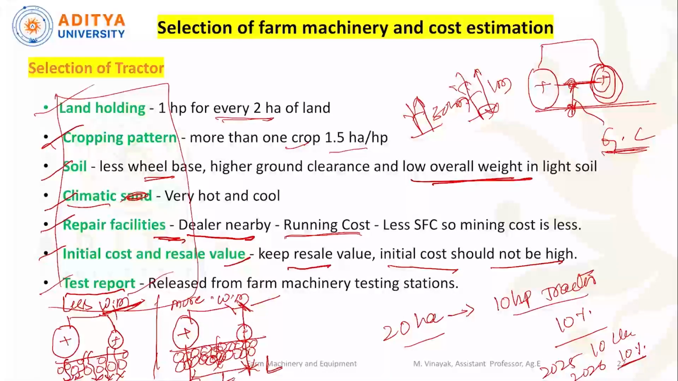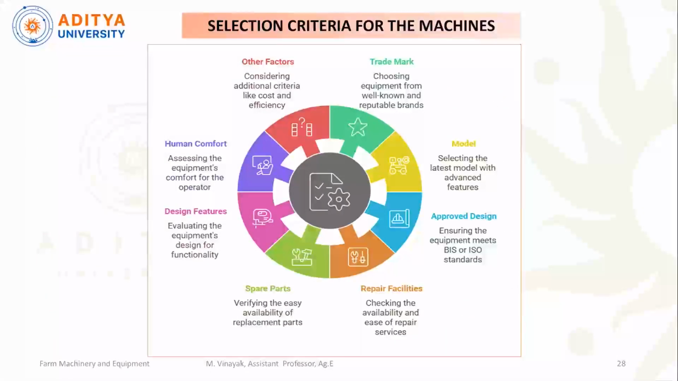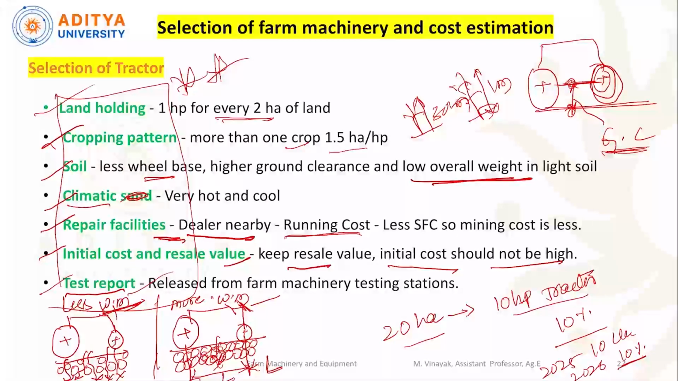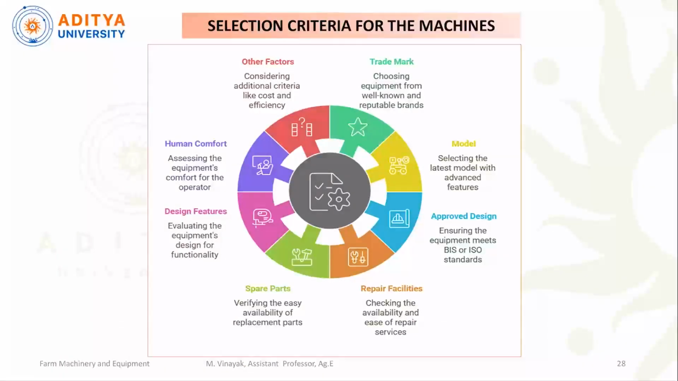The next one is the initial cost and resale value. The resale value should be minimal and the initial cost should be low. The test report also needs to be considered before purchasing farm machinery. These are very important for the selection of farm machinery. Next is the selection criteria for farm machines. In the last slide we explained the selection criteria for tractors or any other farm machine. In addition to that, there are some more criteria to consider before selecting farm machinery.